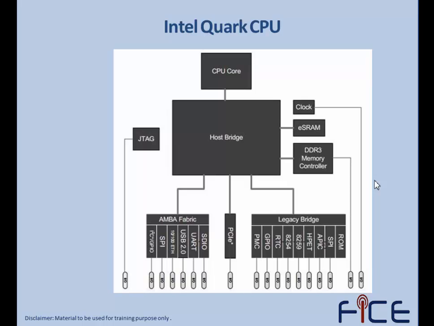So this is how the complete layout looks like. We have a CPU core, we have AMBA fabric that supports various interfaces like UART, serial interfaces, SPI, I2C, and normal GPIO operations. There is a legacy bridge that is used to bridge the data between ROM, SPI interface, RTC, GPIO, and we have a dedicated PCI Express slot, which is a parallel bus that we generally use for integrating a Wi-Fi facility with Intel Quark based CPUs. It has a DDR3 RAM controller, memory controller. Similarly, it has an ESRAM. It has a dedicated, flexible clock system.